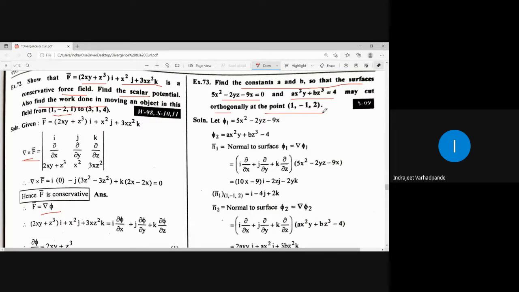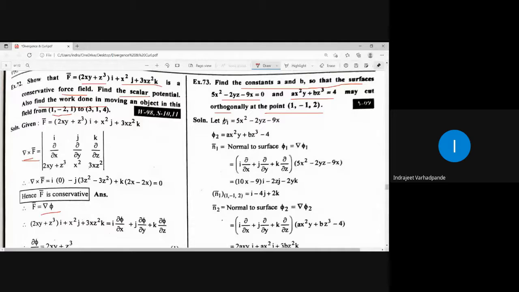Now, what do we understand by cut orthogonally? The angle between them is 90 degrees. Now, how do you determine the angle? The angle is taken with the help of the dot product, and that too for the surfaces. The normal vector is nothing but your grad phi, whatever we have done prior to this.